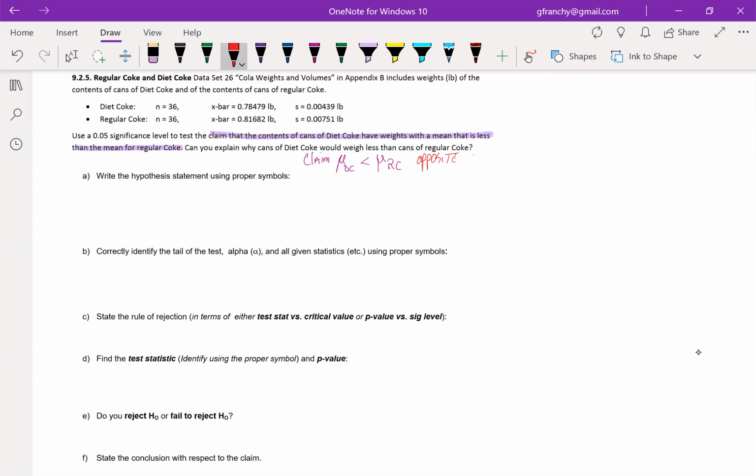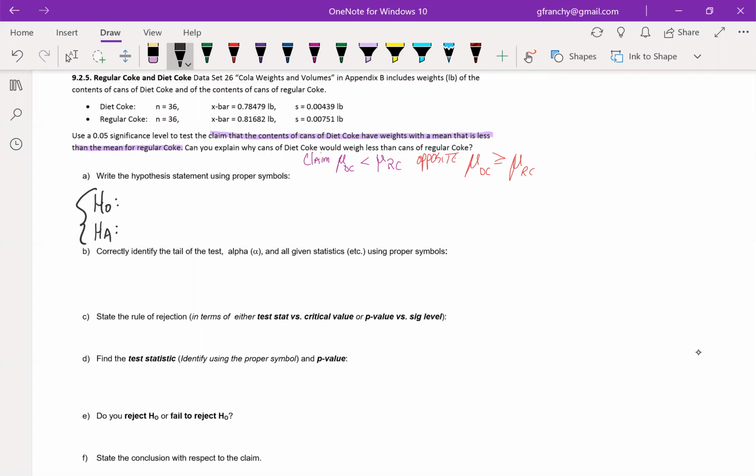So let's do the opposite case. The opposite of the mean of Diet Coke being less than the mean of regular Coke is that the mean of Diet Coke is greater than or equal to the mean of regular Coke. And now we can set up our hypothesis statement.